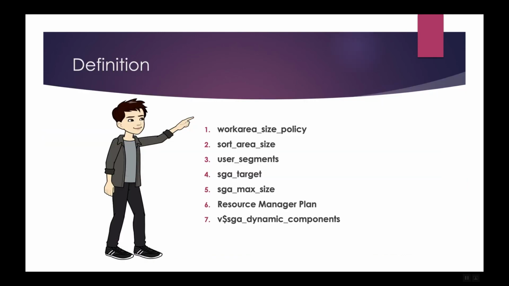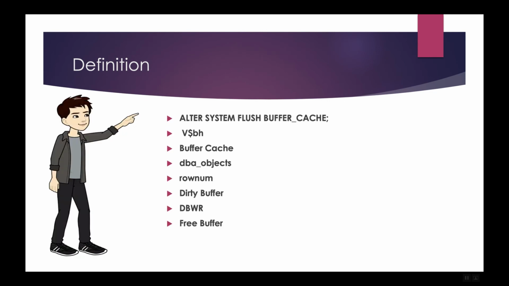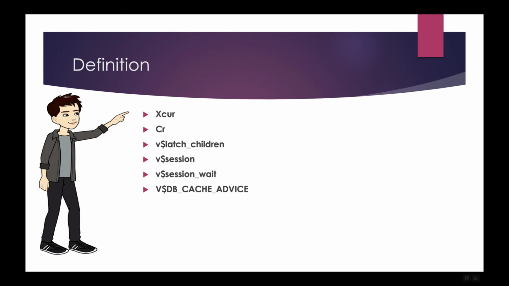So basically, when we do the demo, we would be covering topics like work area size policy, sort area size, user segments, SGA target, SGA max size, resource manager plan, V$SGA dynamic components, alter system plus buffer_cache, V$BH, buffer cache, DBA objects, rownum, dirty buffer, DBWR, which is the database writer process, free buffer. Then xcur, CR, V$latch_children, V$session, V$session_wait, V$DB_cache_advice.